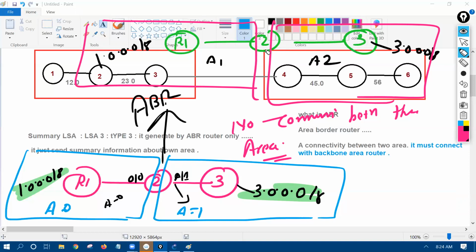Do we have any ABR out over there? Of course no ABR will happen. I don't have any ABR over there, and if you don't have any ABR, what happened? No summary LSA. And if you don't have summary LSA, between the areas no communication will happen.